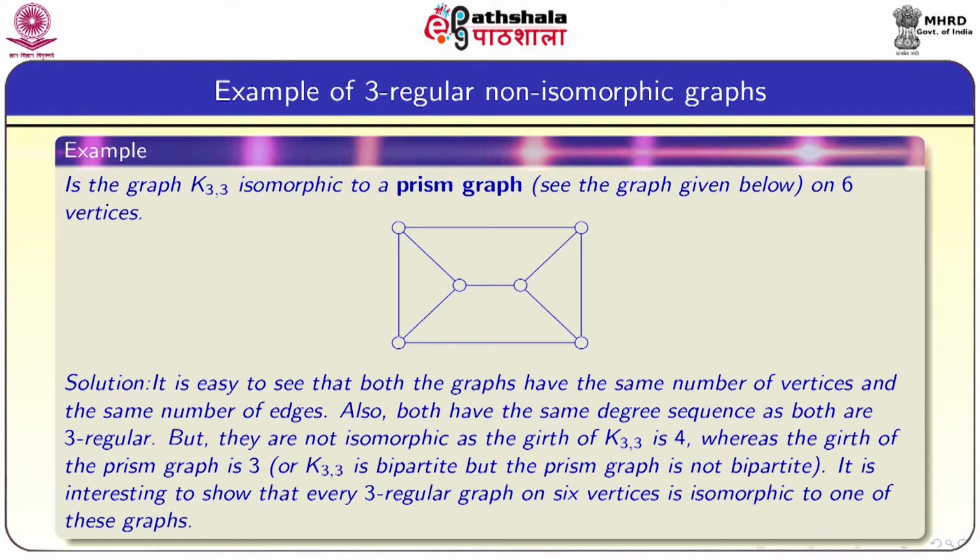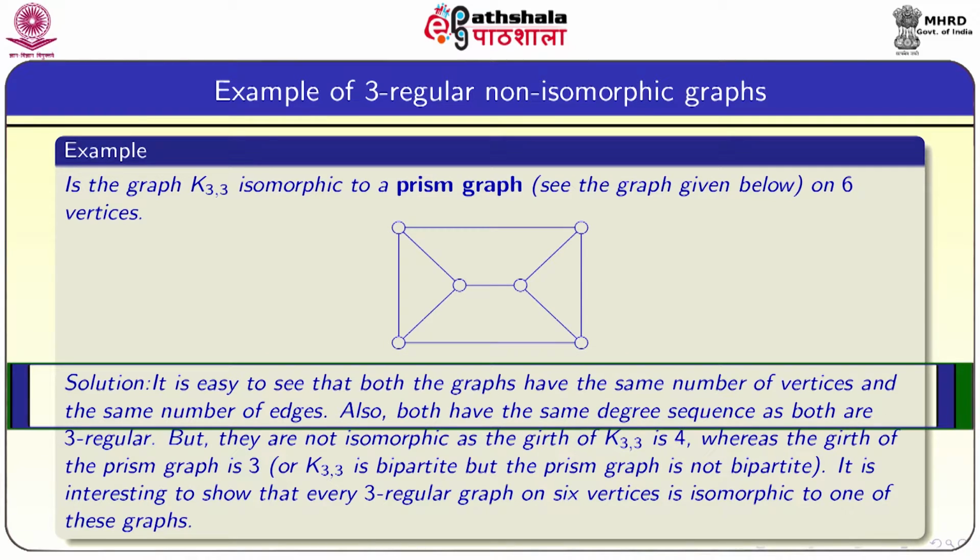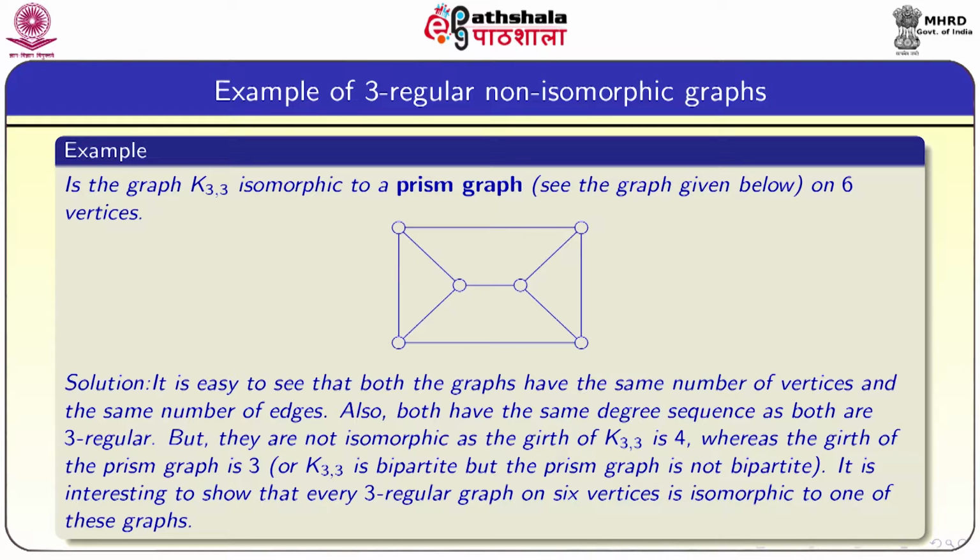If you look at K33 and this graph, both have the same number of edges, and the degrees of vertices are also the same, but still they are not isomorphic. It is easy to see that both graphs have the same number of vertices and the same number of edges. Also both have the same degree sequence, as both are 3 regular, but they are not isomorphic, as the girth of K33 is 4, that is, the length of the smallest cycle in K33 is 4, whereas the girth of the prism graph is 3. One can easily see that in the graph we have a triangle.